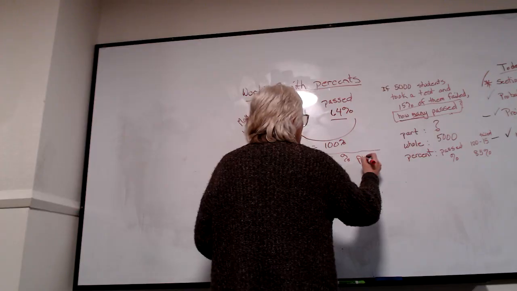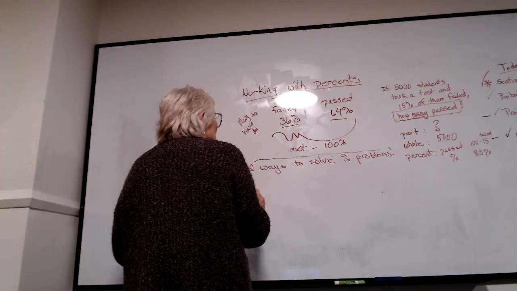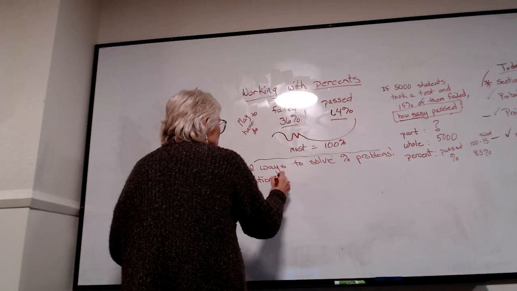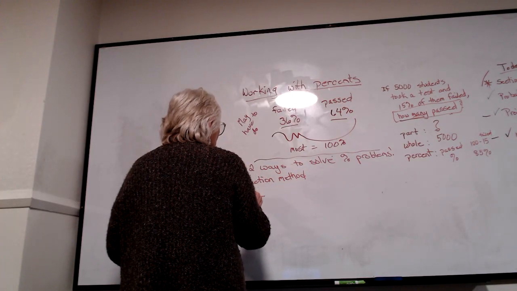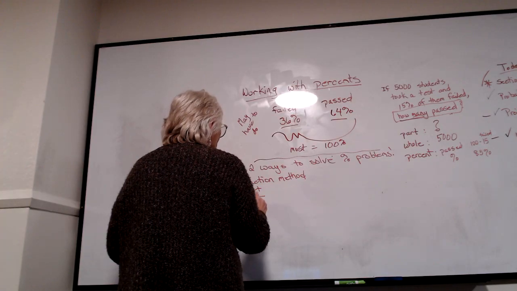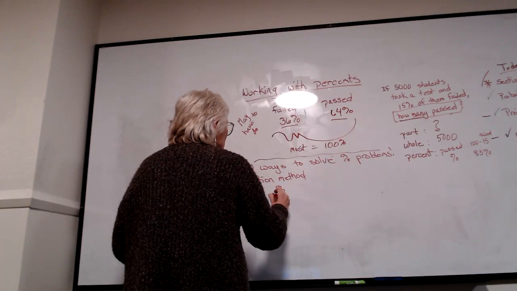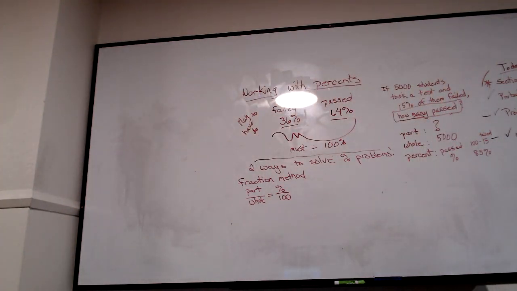Percent problems. Okay, one of them is the fraction method, where you put the part over the whole equal to the percent over 100. Okay, that's one method for doing it. That will actually give you the actual percent. You don't have to change it to a decimal. Okay, so that's one method.